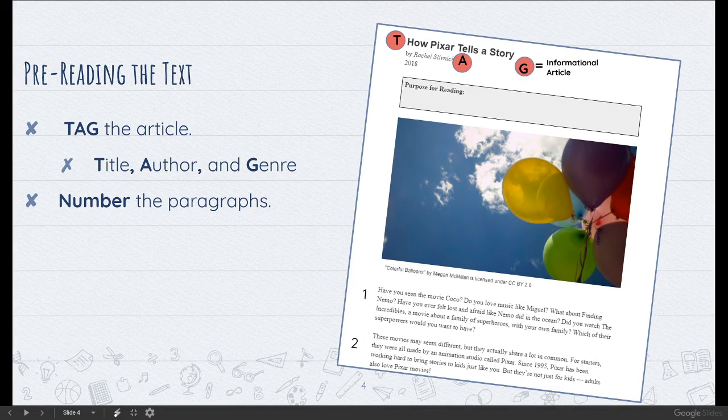So at Irvin High School, English teachers, we like to do something called tagging our articles. When I talk about tagging, you, as a reader, before you read the article, you want to make note of the title, the author, and the genre.